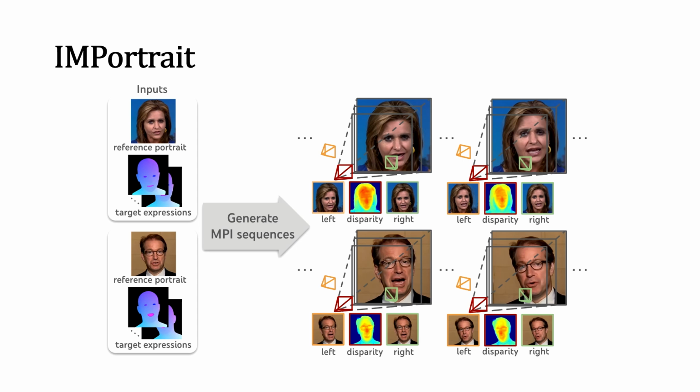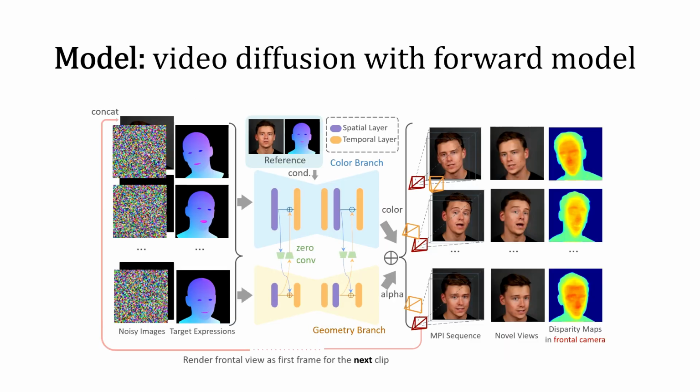Our framework builds on the concept of diffusion with forward models. It takes a reference portrait and target expressions as input and generates MPI sequences that support novel view rendering without requiring additional diffusion steps. Specifically, we use a video diffusion model as the backbone, split into a color branch and a geometry branch. The model is conditioned on the reference portrait and its corresponding 3D UV map. Inputs include noisy images and target expressions, and the model outputs MPI sequences whose frontal views match the target expressions. For long video generation, the rendered frontal view of the previous MPI sequence is used as the first frame condition.